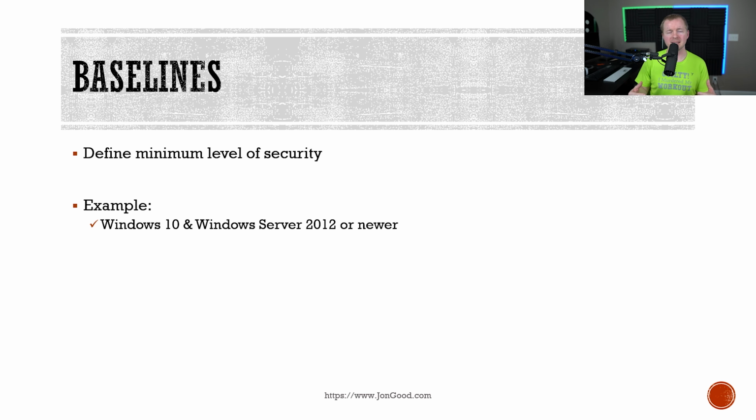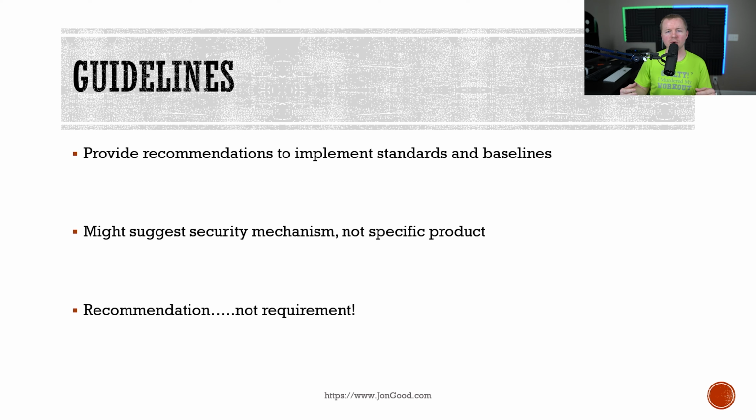And of course, with baselines, that helps shape our minimum security requirements. If we know that you have to use at least a Windows 10 or Server 2012 implementation, then obviously a lot of the legacy controls that were in Windows 7 and before, we know that those aren't going to be relevant. Now, guidelines, these are recommendations on how to implement standards and baselines.